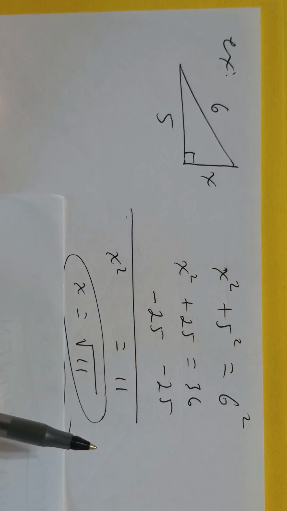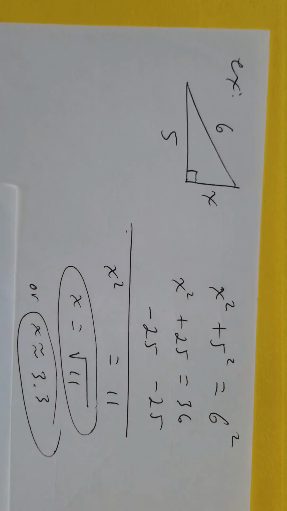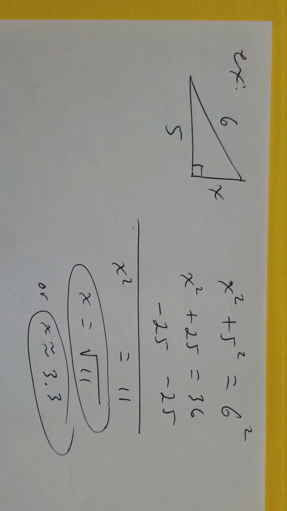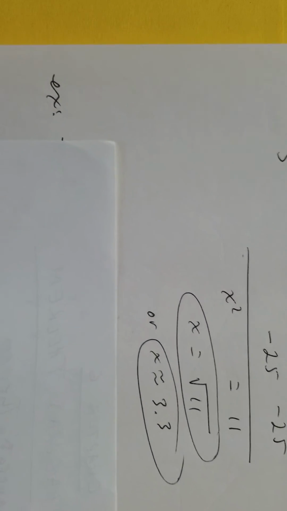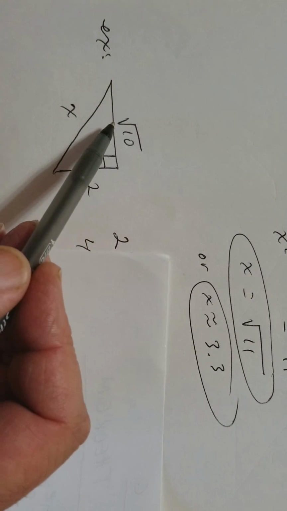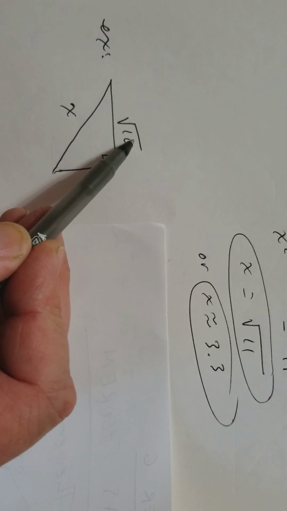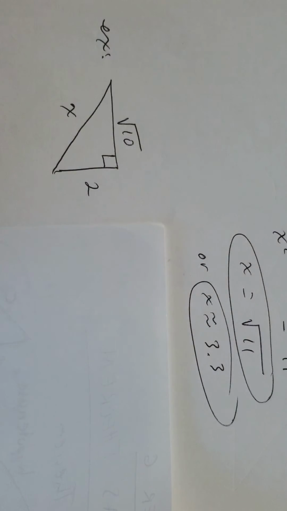So x is square root 11, or x is 3.3, depending on which one we're looking for. Okay. Third example. In this example, you notice that you have a square root of 10 here. This is the first time we're seeing a number that's a square root. All the other ones had whole numbers.